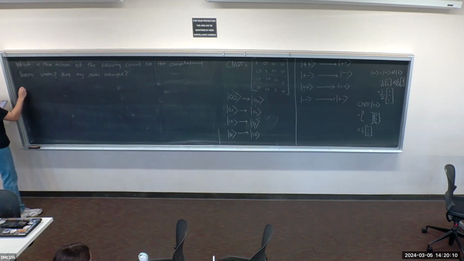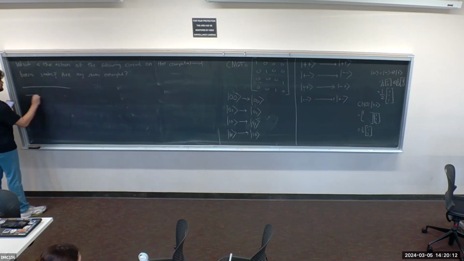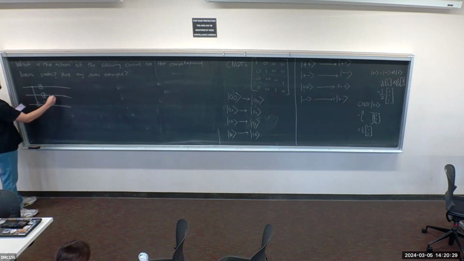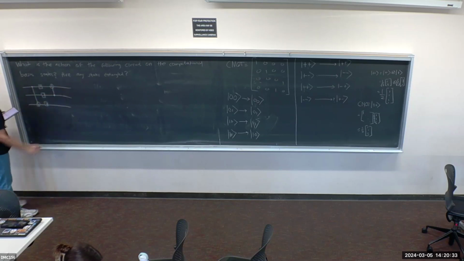And the circuit is a 3-qubit circuit where you have a C naught from qubit 1 to qubit 3, then Hadamard on all the qubits, and then C naught from qubit 2 to qubit 1.